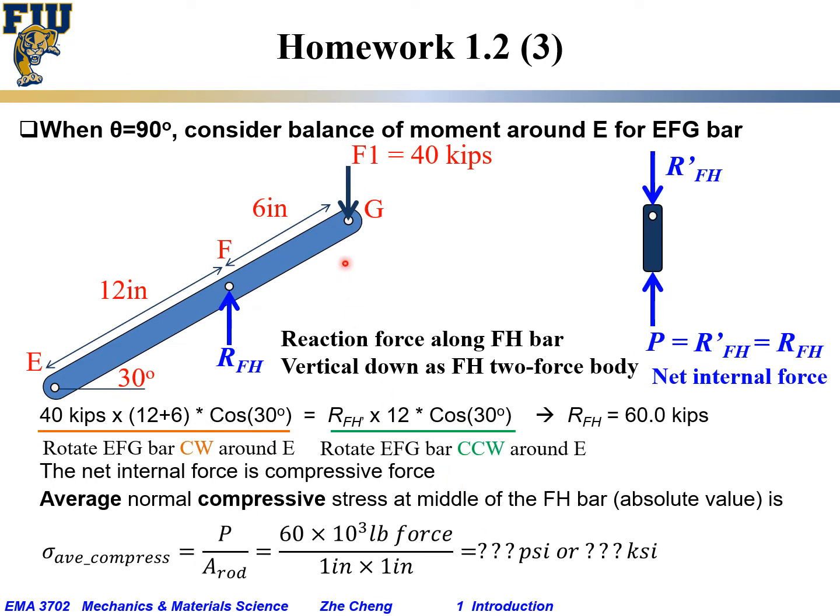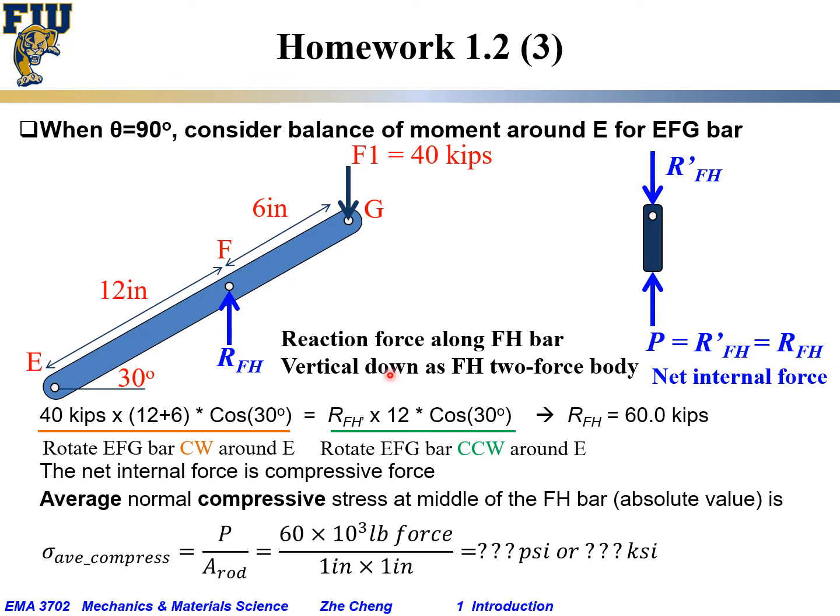For the other part, when theta equals 90 degrees, F1 is pointing downward, and the magnitude is still 40 kips, 40,000 pounds of force. Again, let's consider the balance of moment around E. Because we are considering balance of moment around E, any force at E is omitted because the distance from that force to the axis is 0.